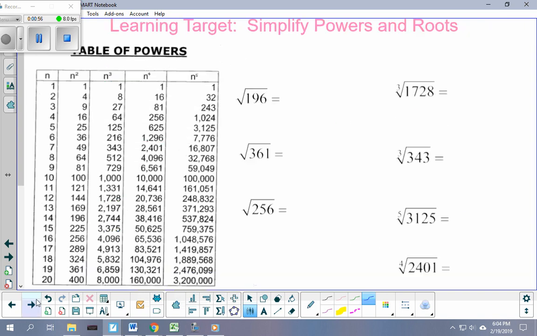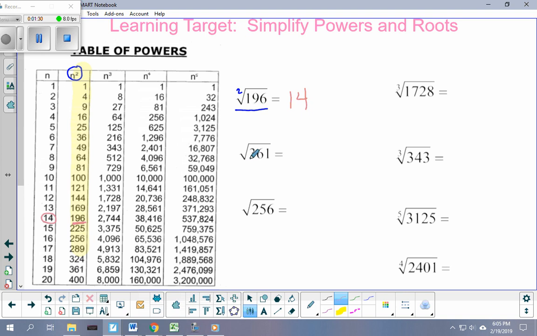Now we can also use this table of powers to find square roots. When we're looking at the square root of 196, we're really asking what number squared gives me 196? When you don't see a number here, it means square root. So we're looking at the numbers squared, which is this column right here. We look at 196, here it is, and what number squared gave us 196? Well, it was 14 to the 2nd power.